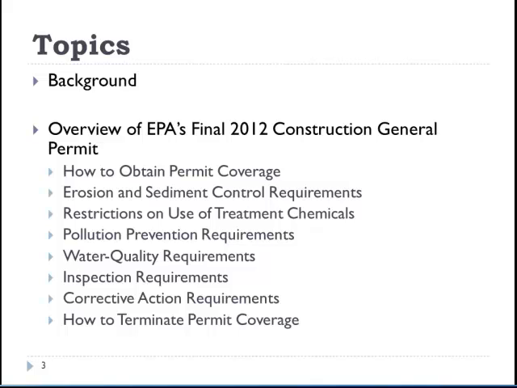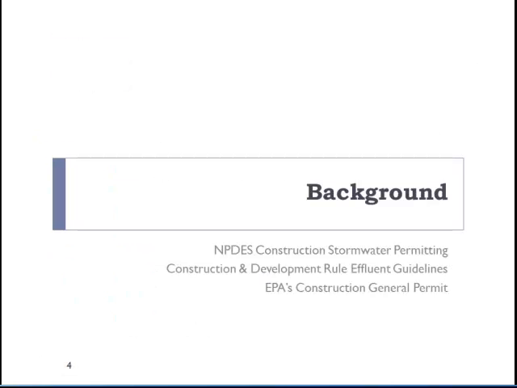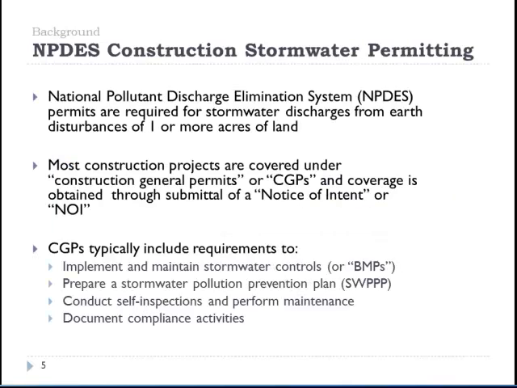In the same way, it is not a substitute for reading the actual permit, where there are certainly going to be some details and specific provisions we just won't have enough opportunity to go over. So to start off with a little background on construction permitting in general, just to give everyone a good starting point: you all probably are aware that the EPA regulations require permit coverage, a National Pollutant Discharge Elimination System, or NPDES, permit, for land disturbances of one or more acres of land.